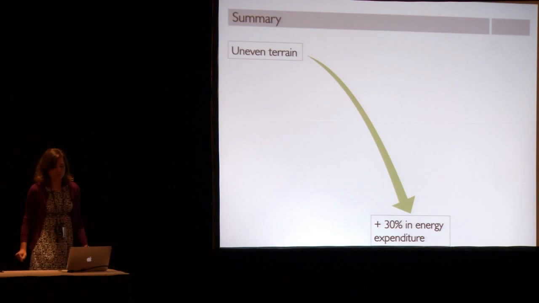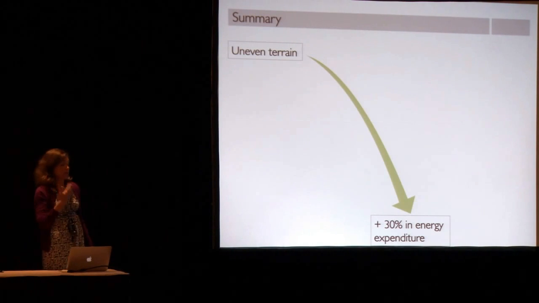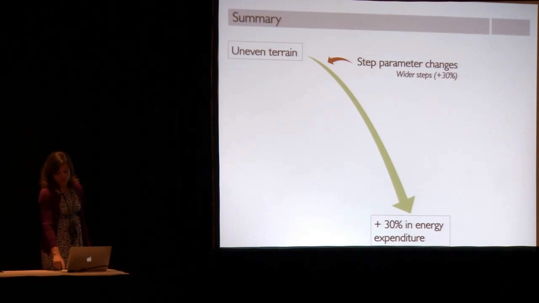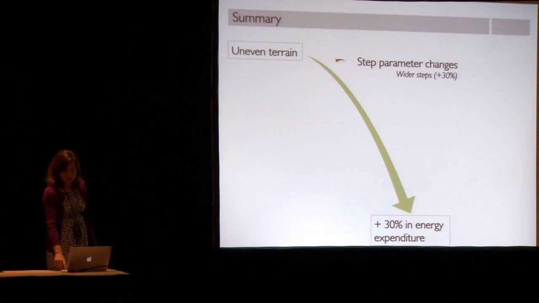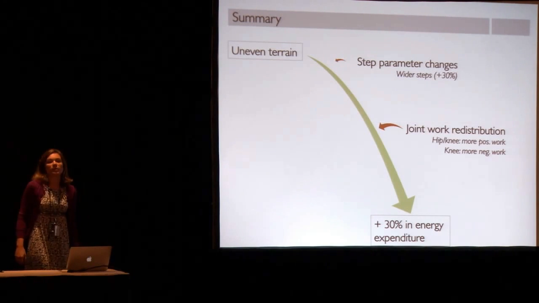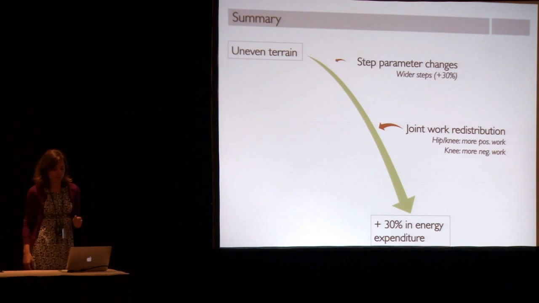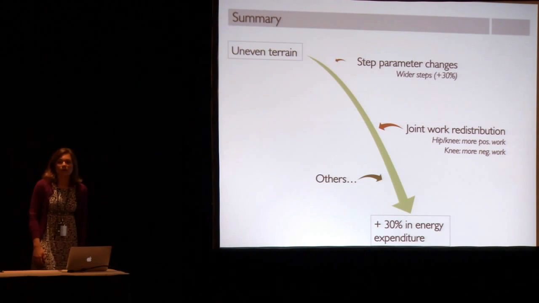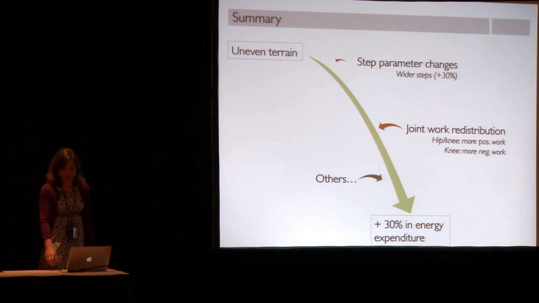So in summary, we showed that uneven terrain does cause about a 30% increase in metabolic cost on our terrain. We did see step parameter changes. We saw wider steps, 30% increase, but maybe they're not as significant. Maybe they're not that important in contributing to the increase in metabolic cost. And we did see a change in joint work, so maybe not so much a redistribution because there was actually more work done. The hip and knee did more positive work, and the knee did more negative work. And of course, there are other factors that could contribute, but that's for later presentations.